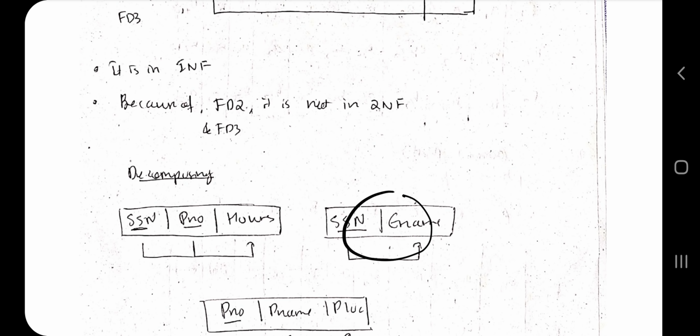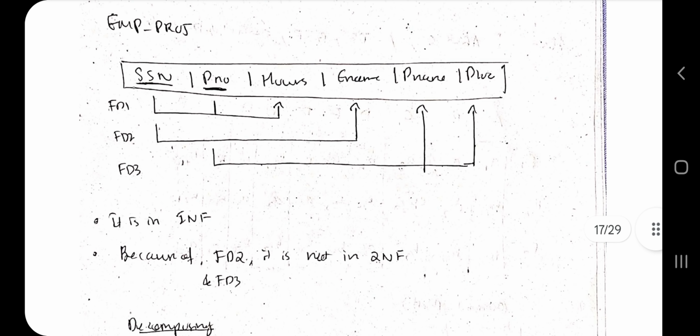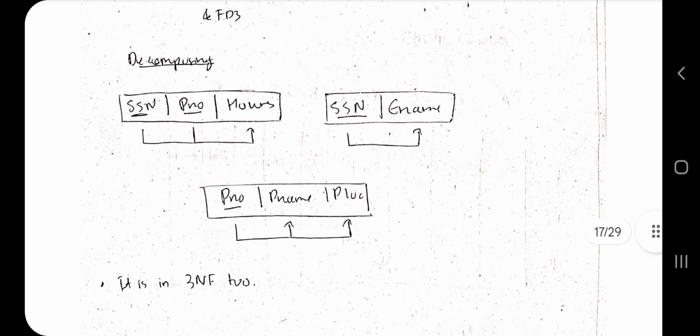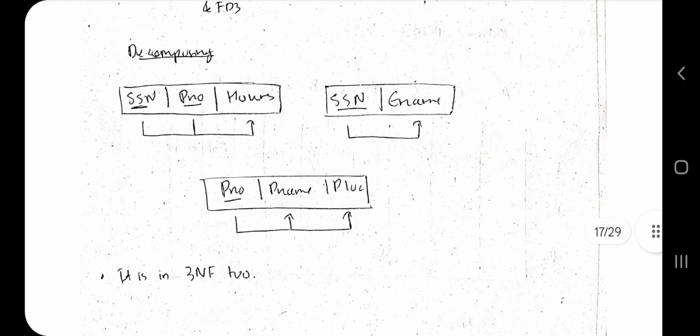So we'll separate ename here, and the next one also is just coming from P number, right? P name and P location are not coming from SSN, only from P number. Therefore, do the same thing, write it only from P number. So it's already in 3NF as well because I cannot find any partial dependency here. Yeah, that's all. It's in 3NF as well. So this is the final answer for the given question.